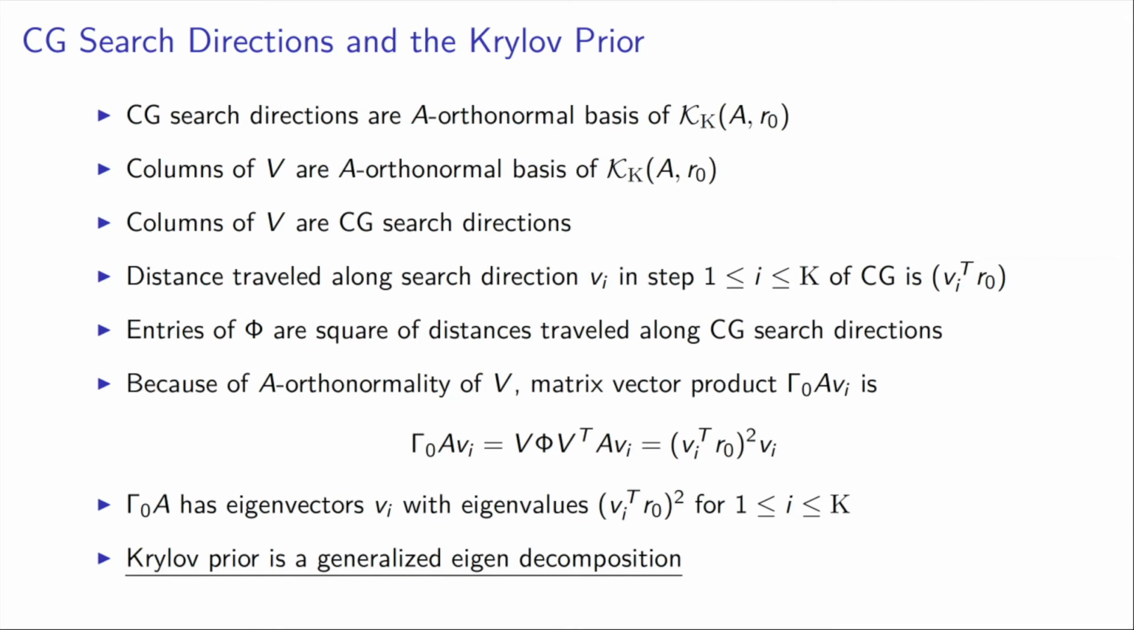Because of the A-orthonormality of the columns of the matrix V, we can compute the matrix-vector product of gamma 0 times A times the vector Vi, and it ends up being equal to (Vi transpose R0) squared times Vi. What this means is that the matrix gamma 0 times A has eigenvectors Vi with the corresponding eigenvalues (Vi transpose R0) squared. And what this means is that the Krylov prior is a generalized eigendecomposition, where the eigenvectors are the CG search directions and the eigenvalues are the square of the distances that you travel along those search directions in CG.